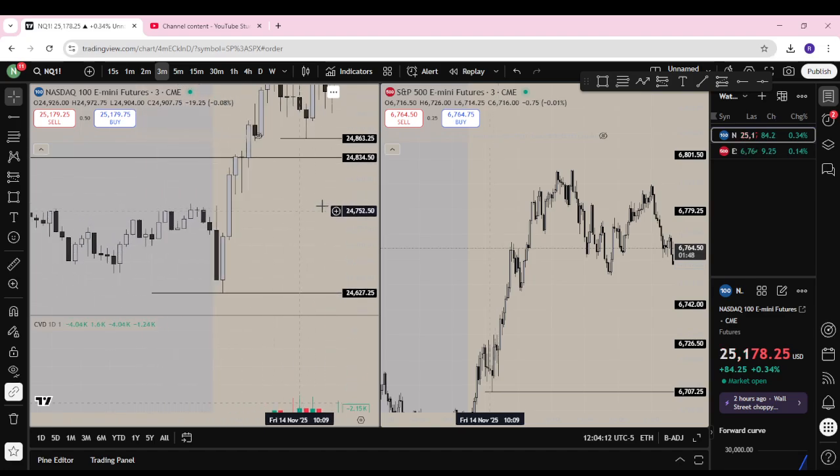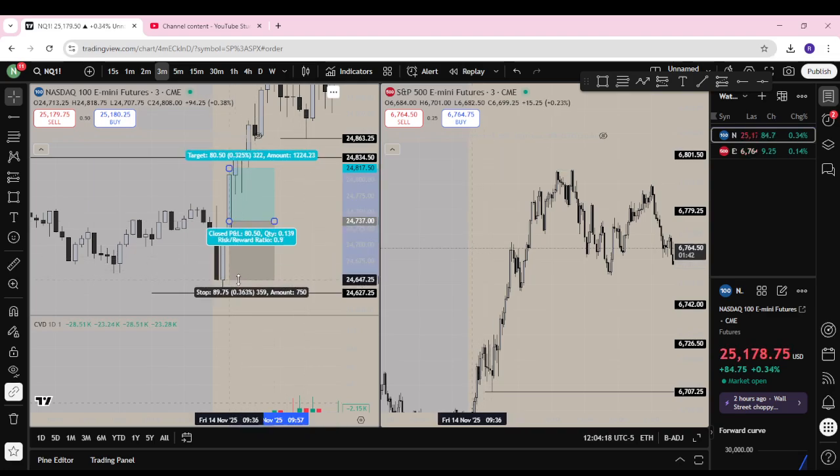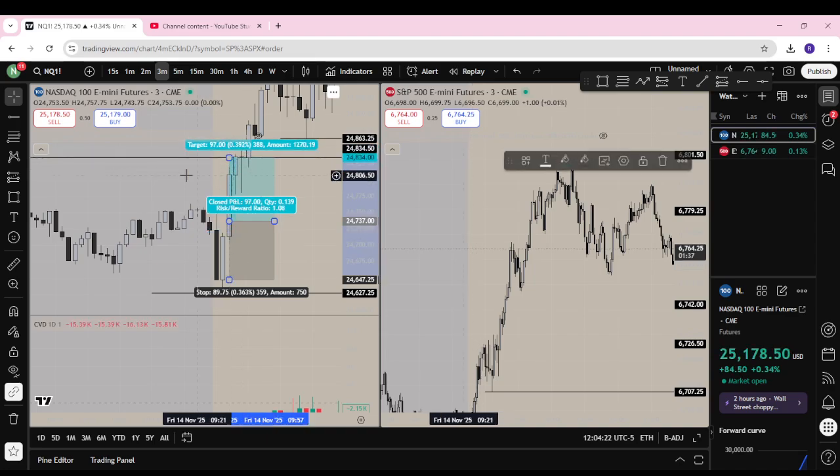Boom. Yeah, so this is what I was looking to take. I wanted to take this 3 minute inversion right here. Obviously I would have de-risked because it's a pretty high stop loss, and I would have taken that trade up to the hourly unfilled here.